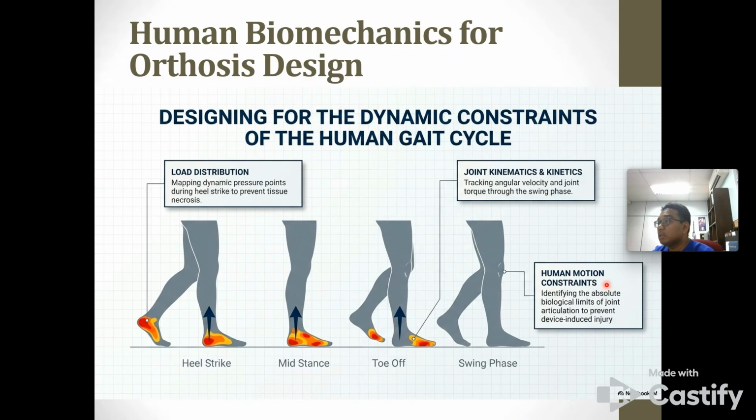And then the human motion constraint. This is to identify the absolute biological limits of joint articulation to prevent device-induced injury. It means that when you wear a device and you are walking and you feel hurt, there are some measurements that can be done to limit the value of force, which is also related to this load distribution.